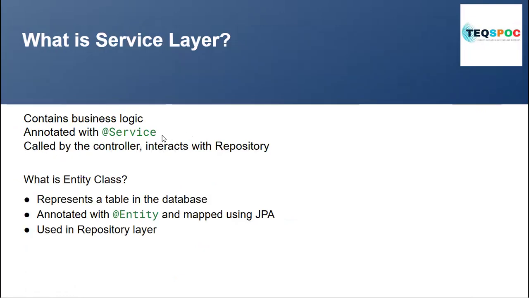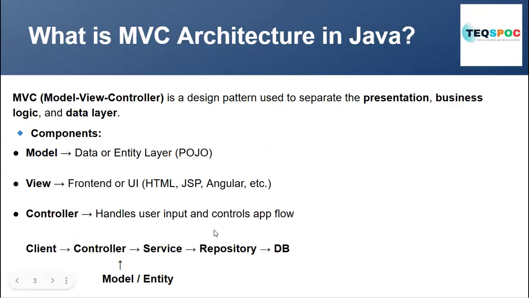In the service layer, we will basically use the @Service annotation. The service layer is basically called by the controller, and the service layer interacts with the repository. So how are they interacting with each other? With the help of importing. We are importing the repository in the service layer, and we are importing the service in the controller layer.